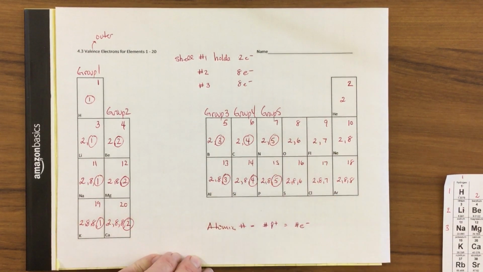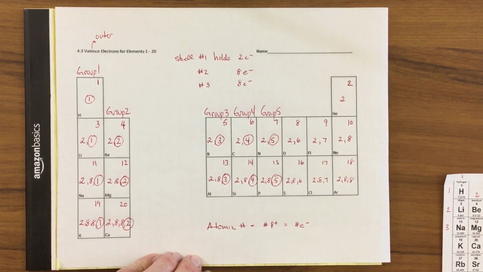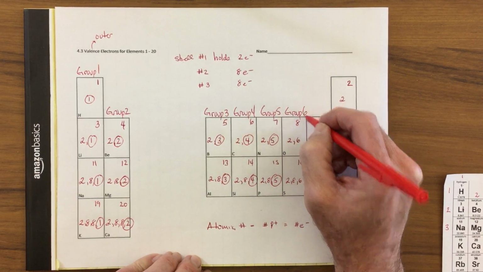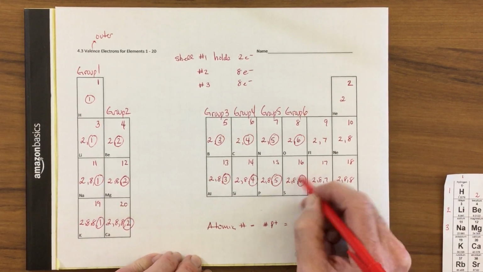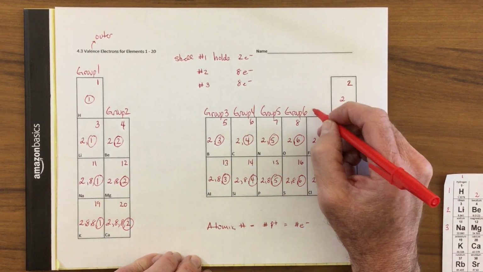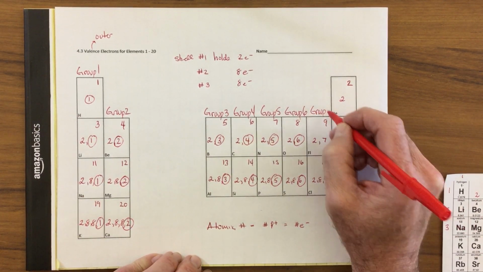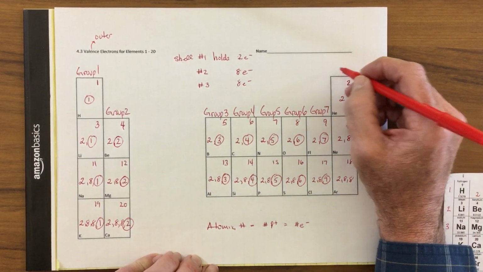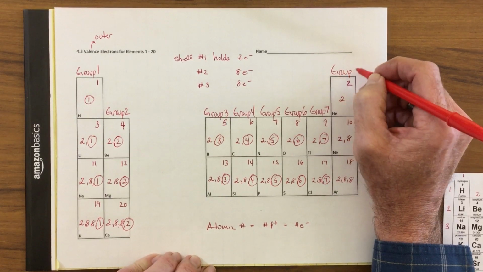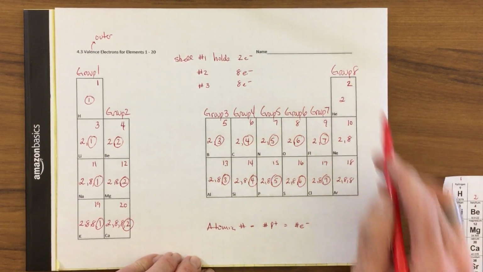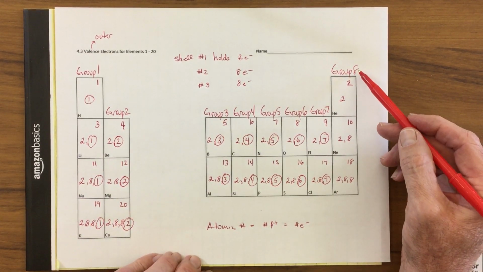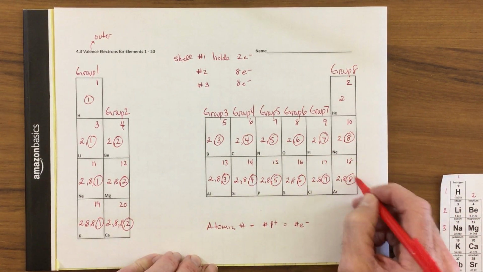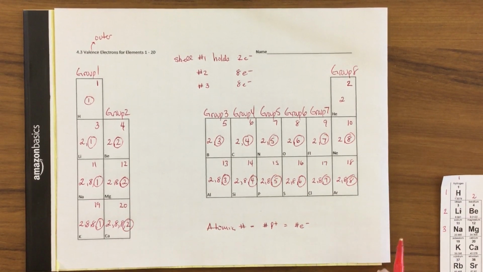There are 5 electrons in the valence shell or the outer shell of group 5. Group 6 has 6 electrons in its outer shell. Group 7 has 7 in its outer shell. In group 8, we have to ignore the helium. Sometimes this is called group 0 in some books, but we're going to call it group 8 because most of them, except for helium, have 8 in the outer shell.